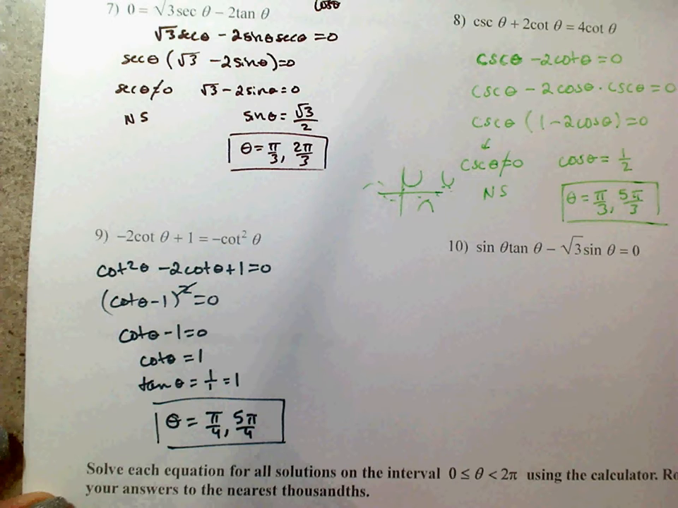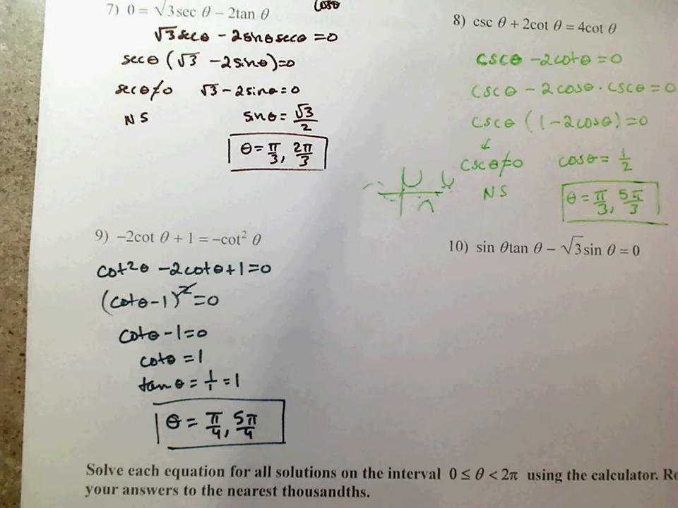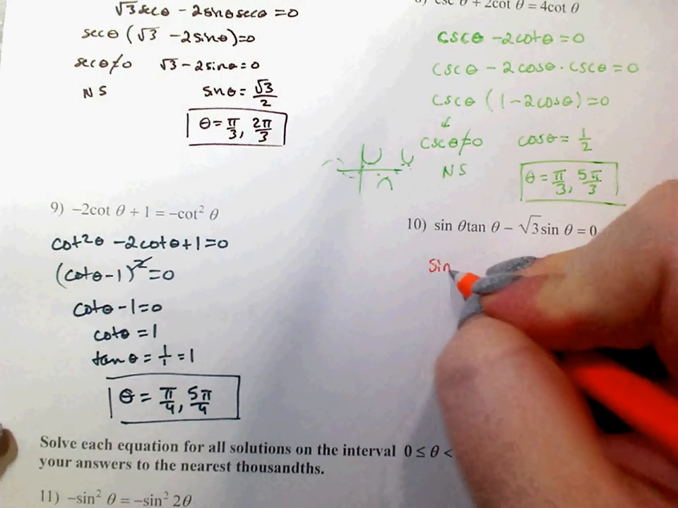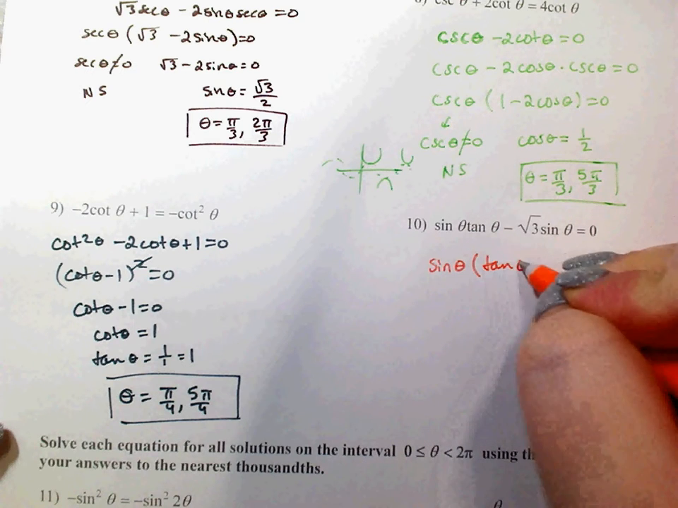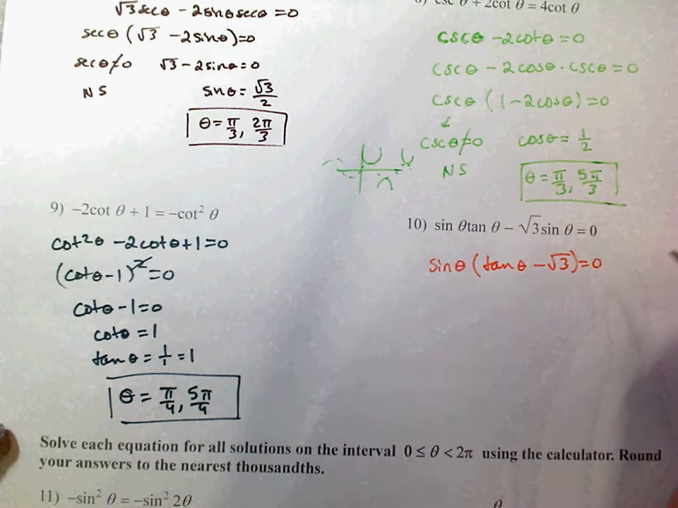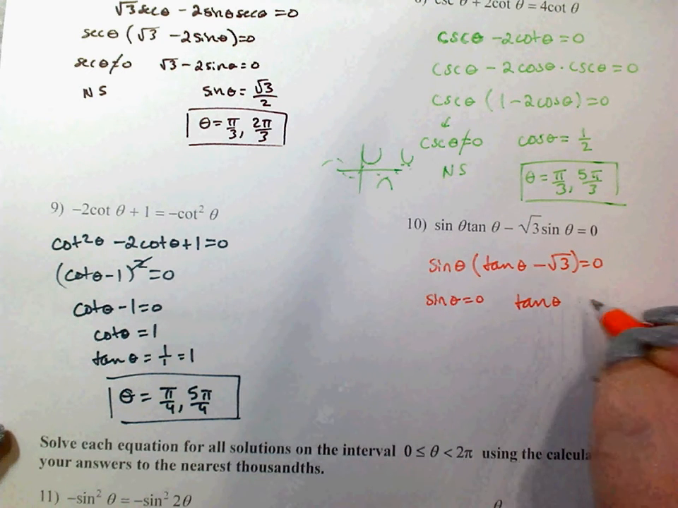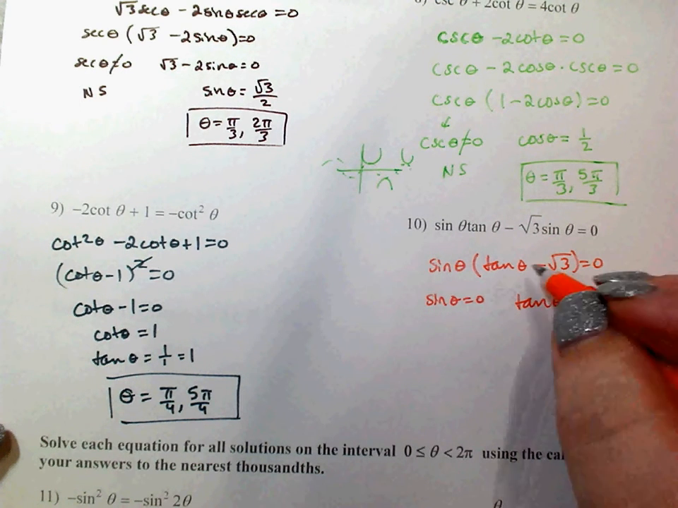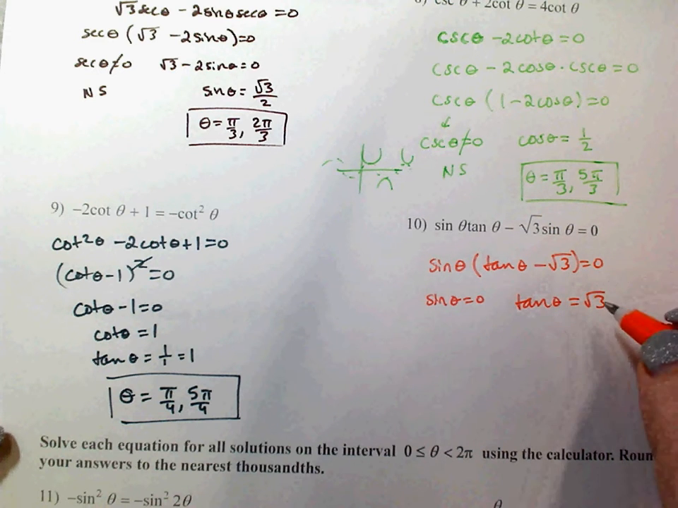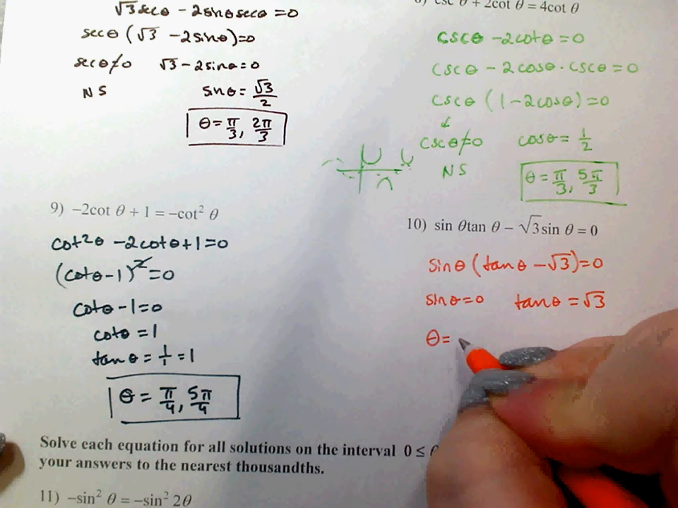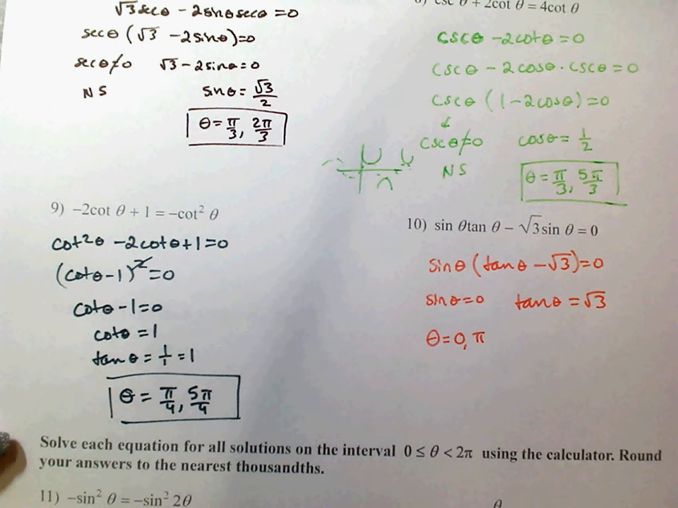All right, number 10. On number 10, we've got a sine in both terms, so I'm going to factor out sine. So sine of theta times tangent of theta minus the square root of 3 equals 0. So I've got when does sine of theta equal 0 and when does tangent of theta equal the square root of 3. So if I set that tangent theta minus square root of 3 equal to 0, I can just add the square root of 3 over. Sine equals 0 on the x-axis, which is at 0 and pi. We don't include 2 pi because remember the answers are only from 0 to 2 pi not included.